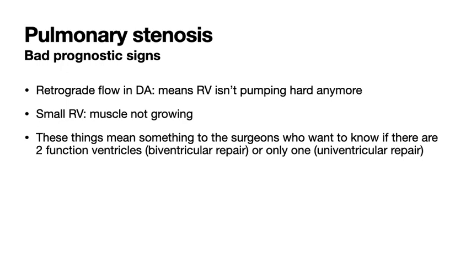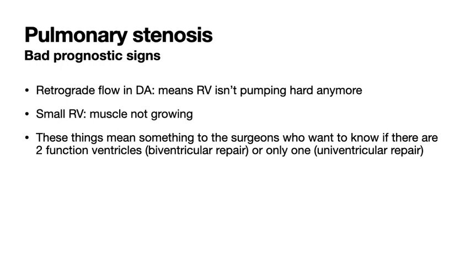All right, normally there is antegrade flow because blood comes out the pulmonary artery, goes through the pulmonary valve, branches into right and left, and then heads on as the ductus arteriosus. Now, if that's not really happening, that kind of gives the impression that the right ventricle isn't pumping hard anymore. Now you went from super high velocity to now it's actually going backwards. So retrograde flow in the ductus arteriosus, and then certainly a small right ventricle.